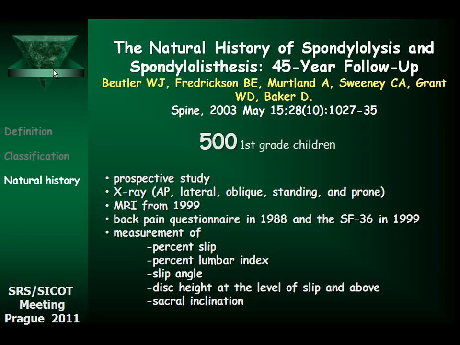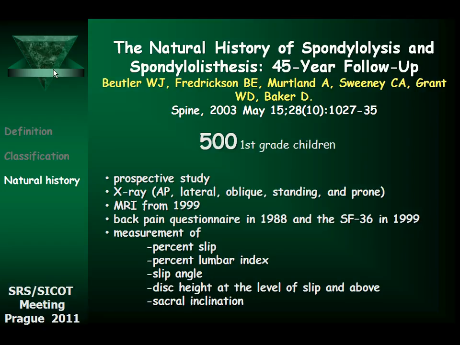Looking at the most important paper, from Beutler and Fredrickson from 2003, this is a very long-term, 45-year follow-up study with 500 children with first grade of spondylolisthesis. It was a prospective study with X-ray examination, AP, lateral, oblique, standing, and prone, and from 1999 also with MRI. They also did a back pain questionnaire until 1988 and then SF-36.